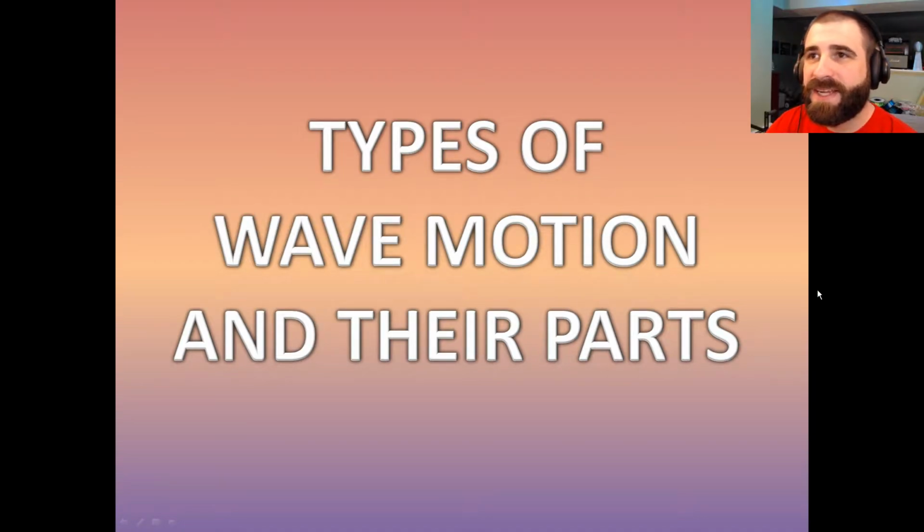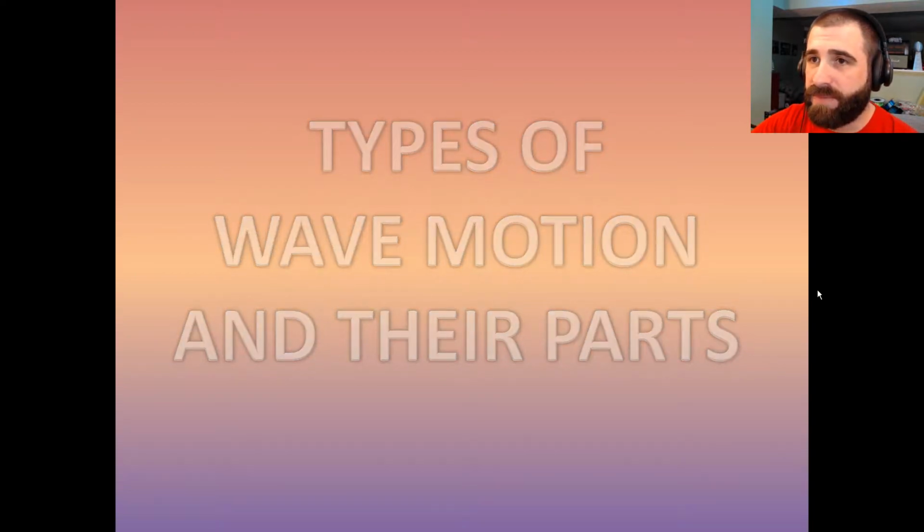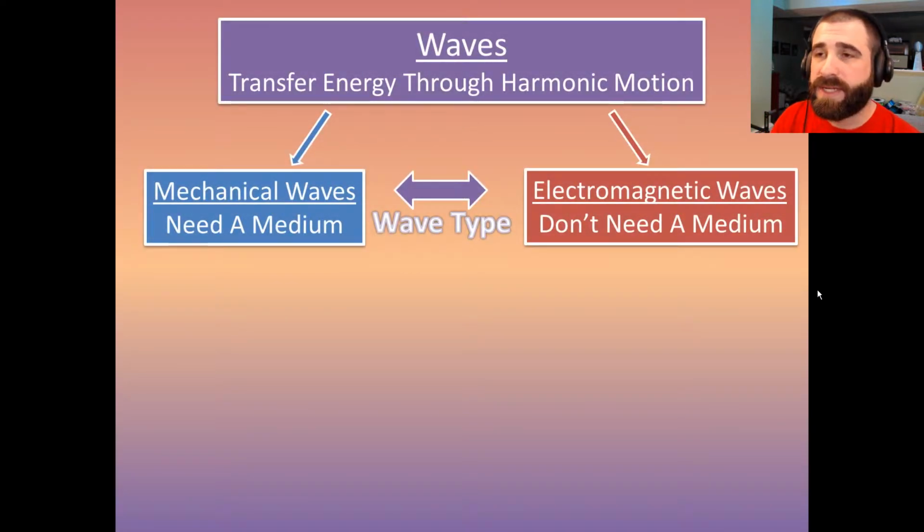Right, welcome back. So last time we talked about what waves are and the two main types of waves. And what we're going to do now is talk about the types of wave motion and their parts. So like I said, this part can get a little bit confusing because people tend to use terminology in a very confusing way. I would say wrong, but whatever.